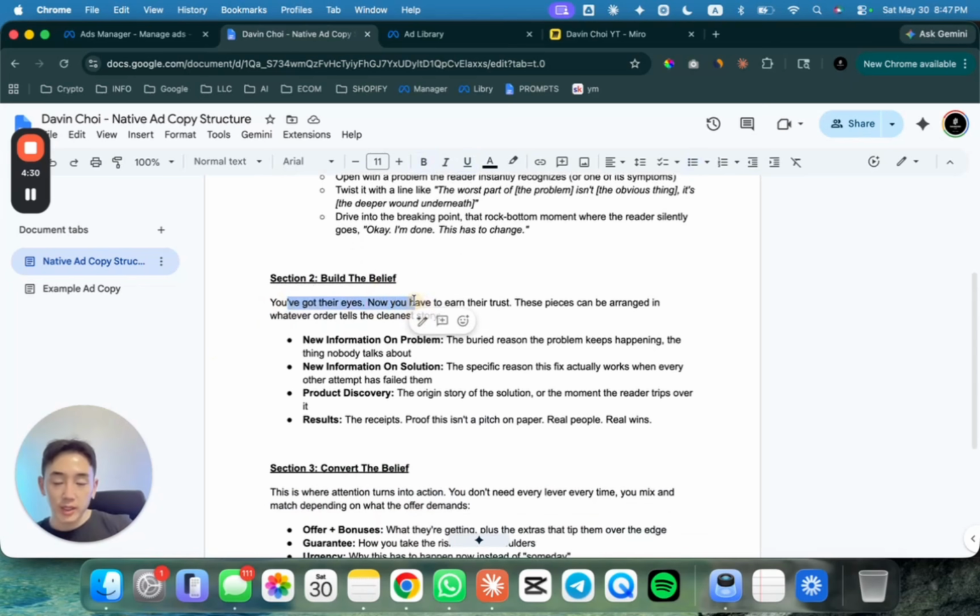Since you've got their eyes now on the actual copy and they're reading through, given that you're creating copy with open loops and everything, you have to earn their trust. Because without trust, they're never going to put in their credit card information to purchase your product. So this is almost the most important part of the copy besides the hook, because this is where you introduce, number 1, new information on the problem, new information on the solution, the product discovery, and the results.